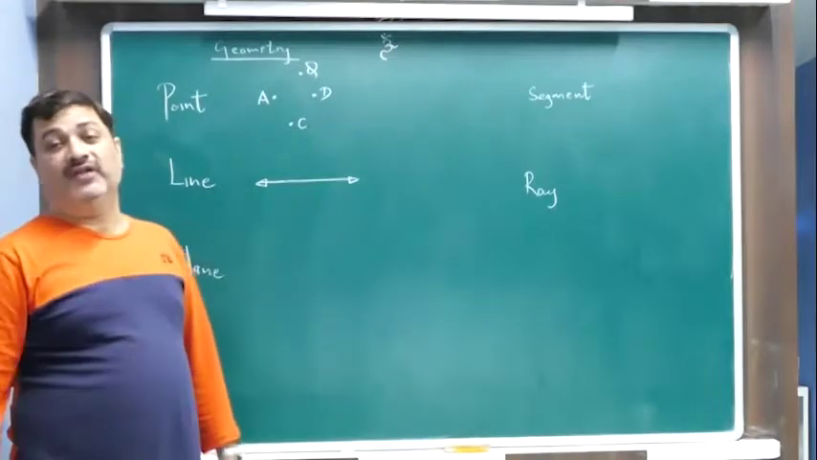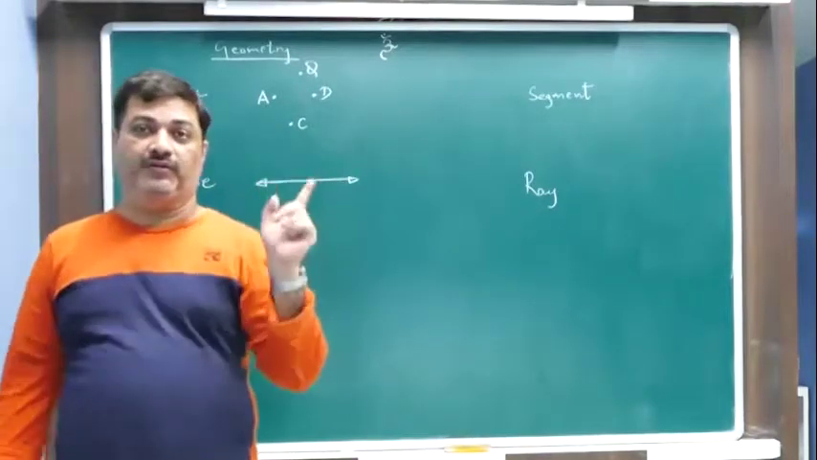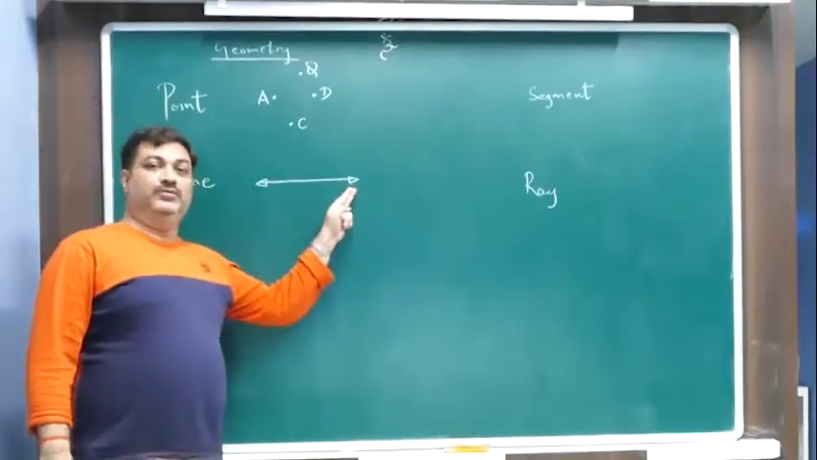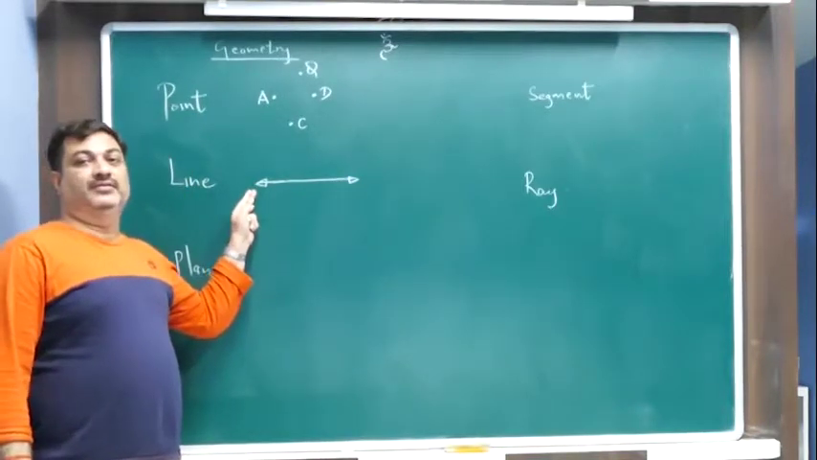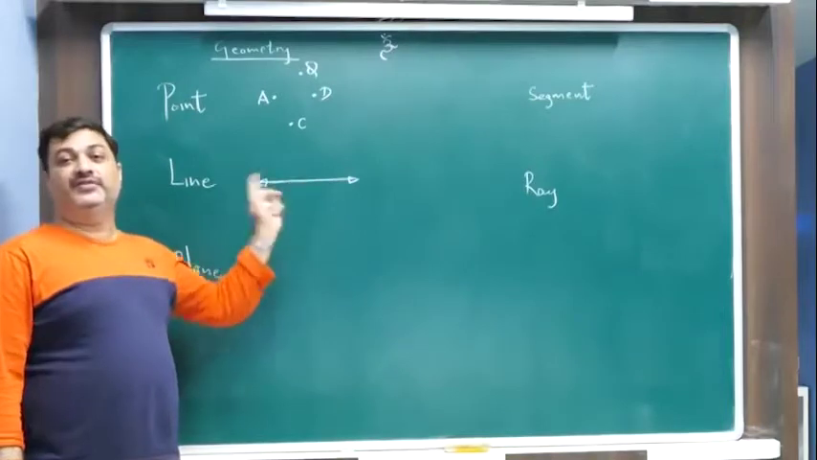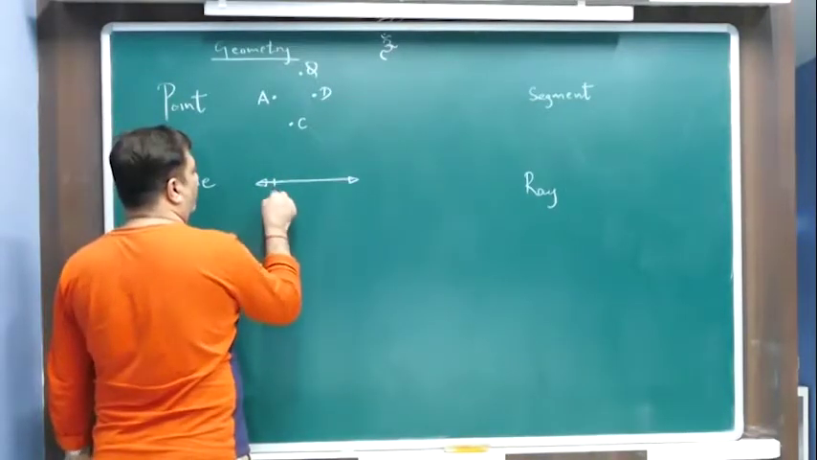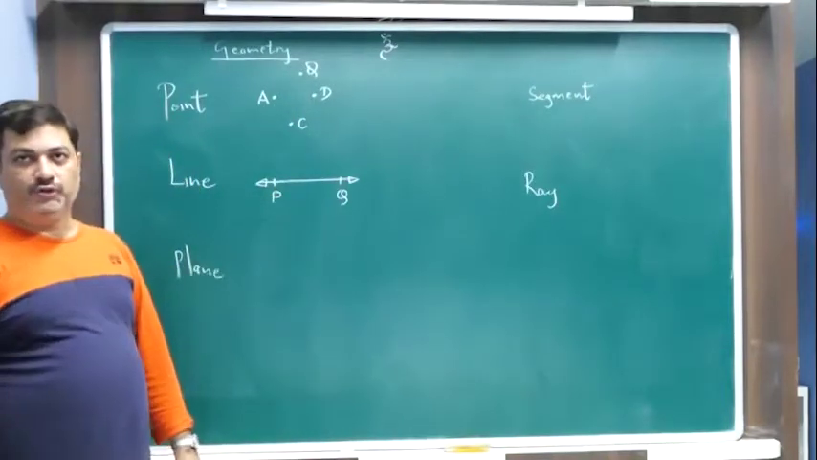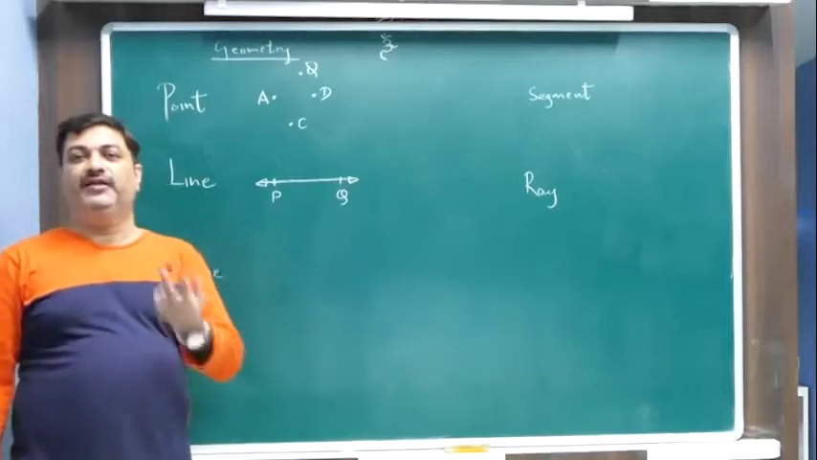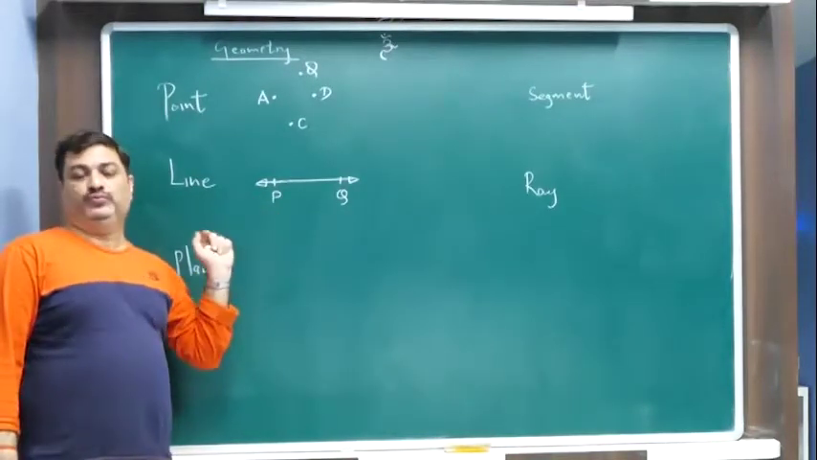How do you know it does not have a starting point and ending point? The way we represent it. How do we show it? We show an arrow on this side as well as an arrow on this side. Right? So we have arrow on either of the sides. That represents a line. So if I have to name it, I can call it line PQ. So how many letters do you need to represent a line? You need 2 letters. So I will read this as line PQ.